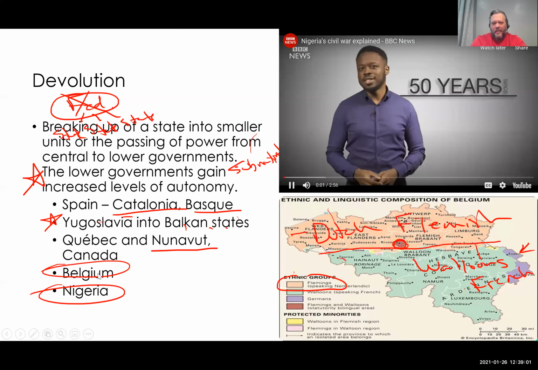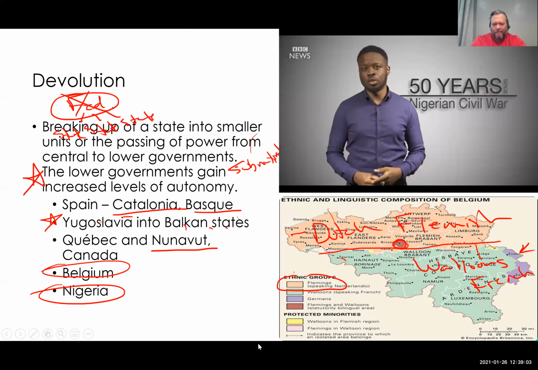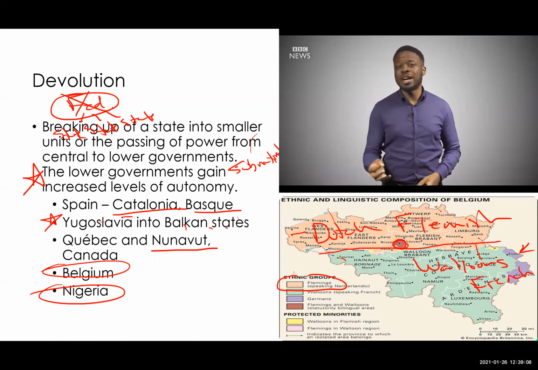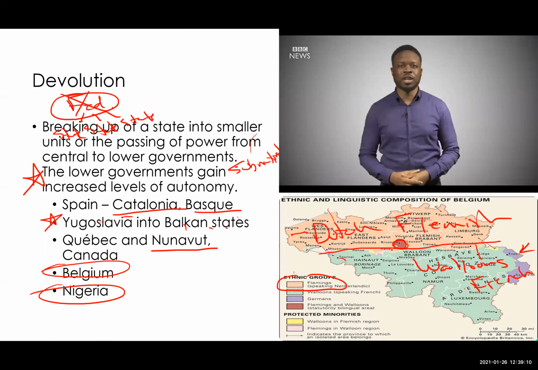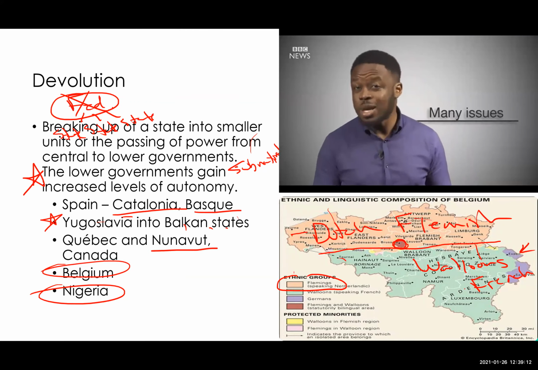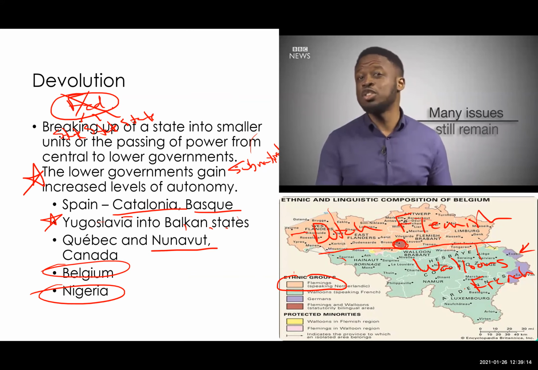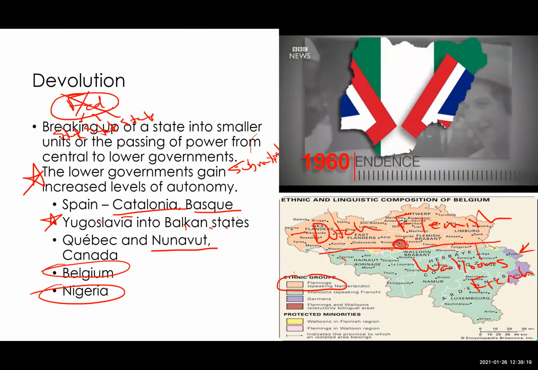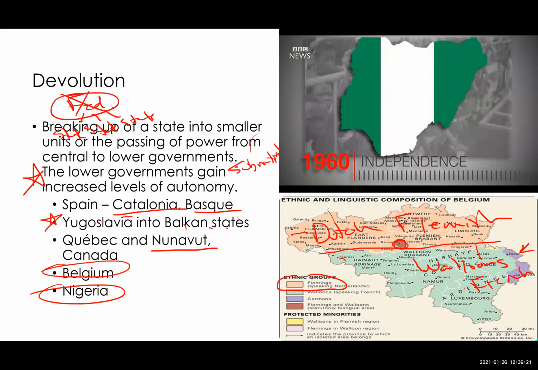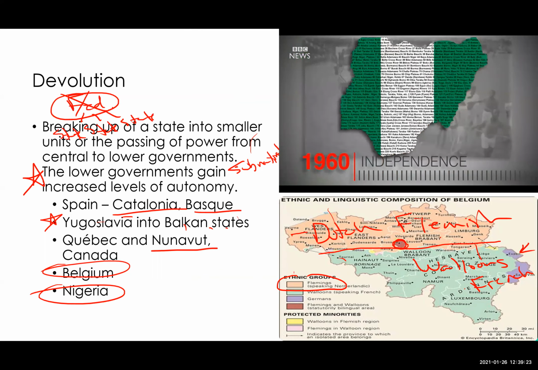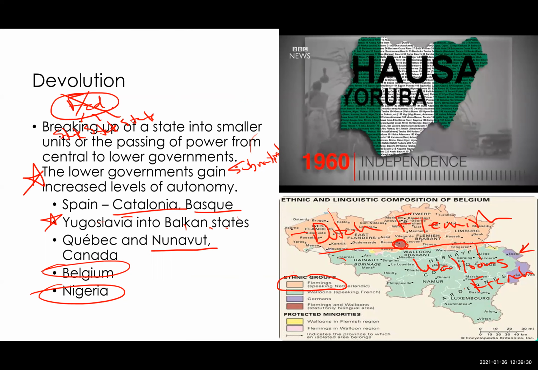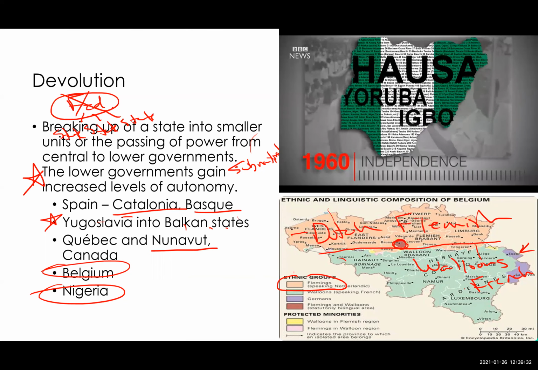It's been 50 years since the start of the Nigerian Civil War. It's also known as the Biafra War. It was one of the bloodiest and most divisive conflicts in post-independent Africa. Yet so many years later, some of the issues that set it off continue to make the headlines. In 1960, Britain, the colonial power, granted independence to Nigeria, a diverse country with hundreds of ethnic groups. But at the time, Nigeria was dominated by the Hausa people in the northern region, the Yorubas in the western region, and the Igbos in the eastern region.